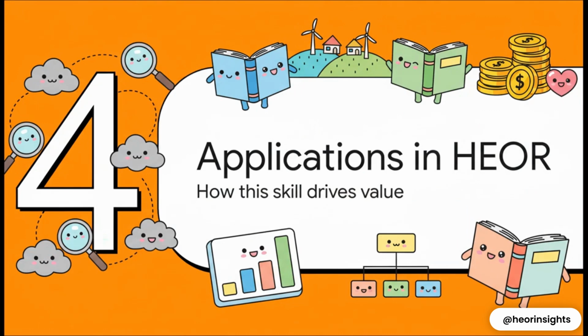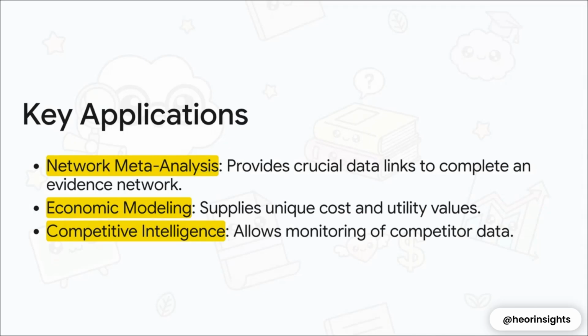With the process defined, we can now connect this skill to specific, high-value HEOR functions where it is regularly applied. Gray literature searching is essential in 3 core areas. In network meta-analysis, an abstract can provide the critical data link needed to connect an entire evidence network. For economic models, abstracts are a primary source for cost and utility data not reported elsewhere. And for competitive intelligence, monitoring conference proceedings allows for early tracking of competitor data and strategy.